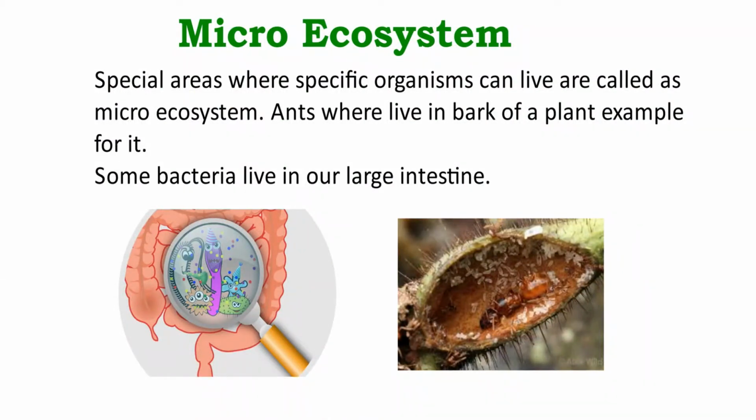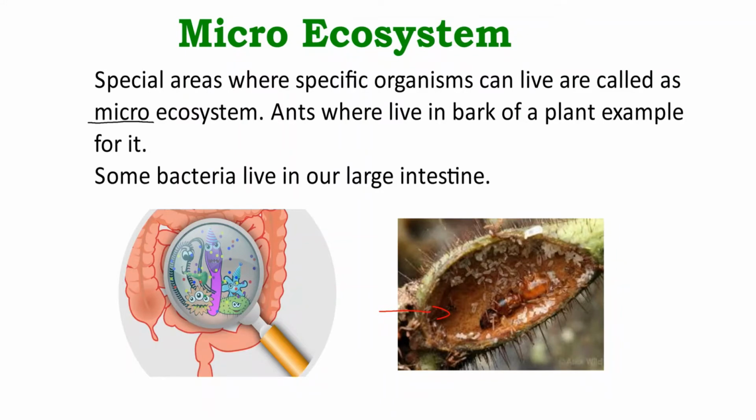Micro ecosystem: spatial areas where specific organisms can live are called micro ecosystems. We need this term. Micro means too small, like microorganisms or microbes. So these are small ecosystems, if we compare with aquatic, which can be an ocean or sea, which is so much bigger. For terrestrial ecosystems, a valley or desert or mountains are so much bigger, but a micro ecosystem is a small place where organisms can live. Ants live in the bark of a plant, like we see in this picture.